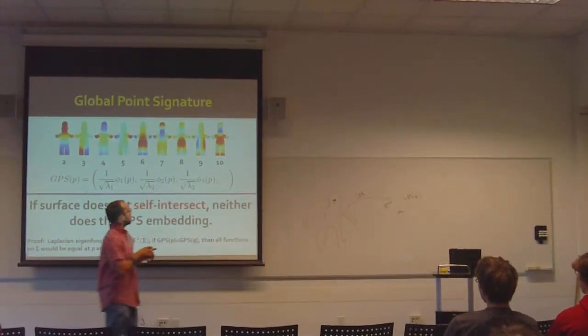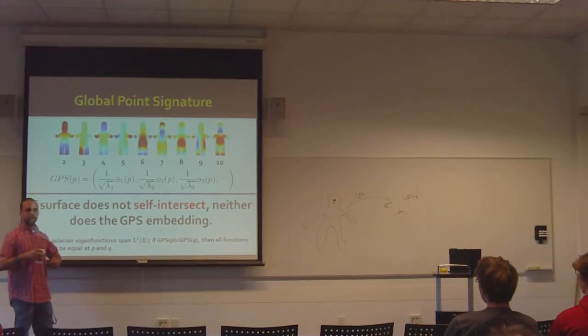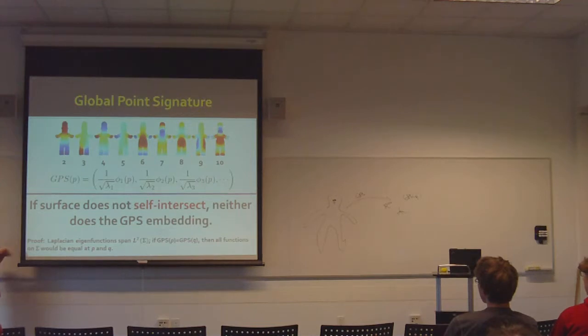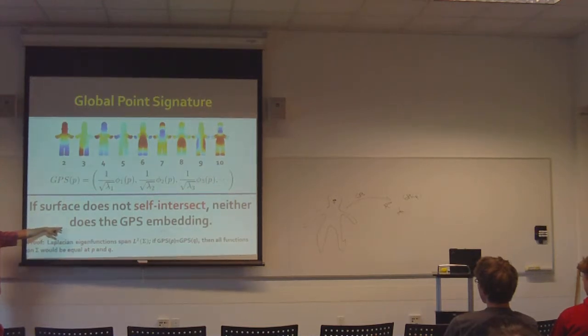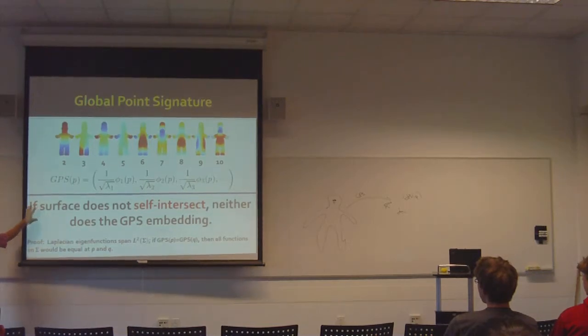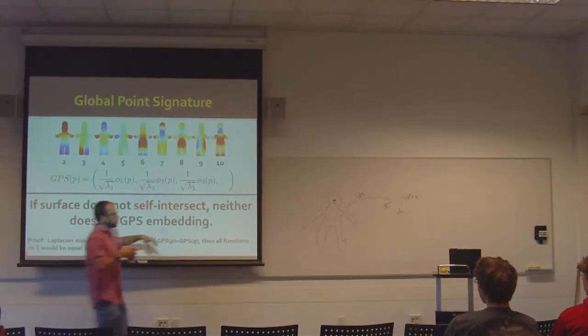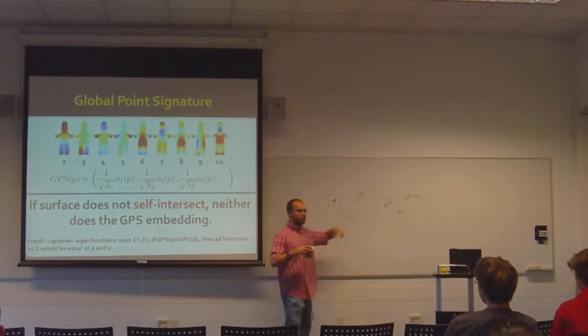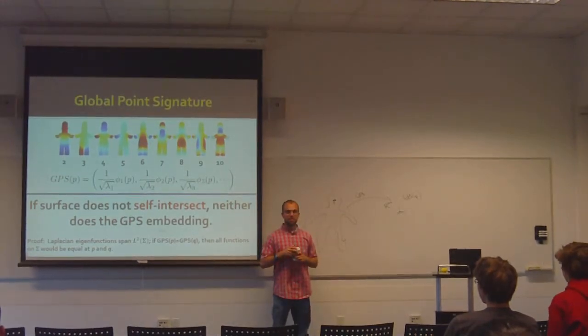So let's say that I have Homer, and Homer doesn't intersect himself, right? He doesn't stick his arm through his belly or anything too bizarre. Then it's quite easy to prove that if your surface doesn't self-intersect, then neither does your GPS embedding. It's a very slick way of saying something pretty simple, which is that if I take two different points on a surface, they'll have different coordinates in their GPS space.